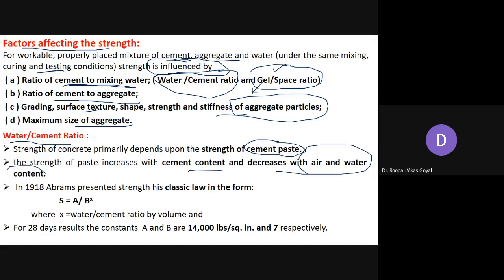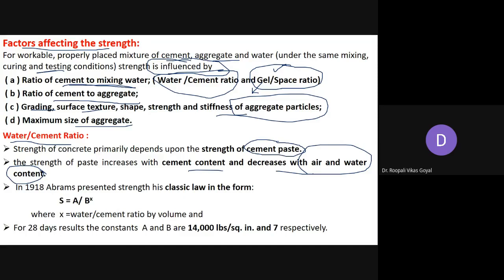If proper compaction is not done, air voids might be there, so that will decrease the strength. If excessive water is added, that would make your concrete workable, but at the same time it will reduce its strength. But if your cement content is more, then it will increase the strength of your cement paste. So you can directly say that if cement content is increasing, that will increase your strength, and it will decrease if your air and water content increase. Okay, so air and water content should be less and cement content should be more in general.